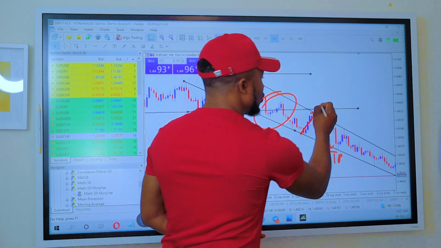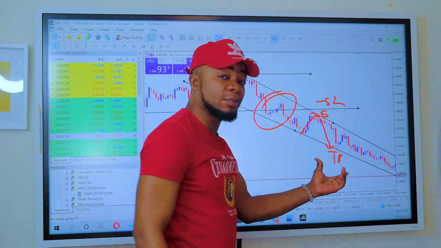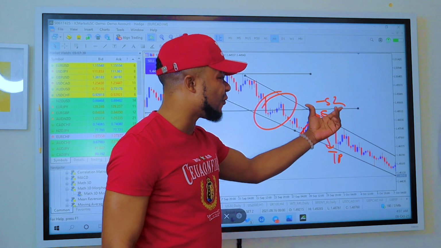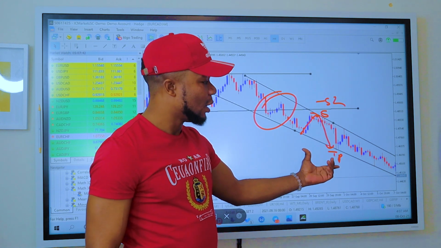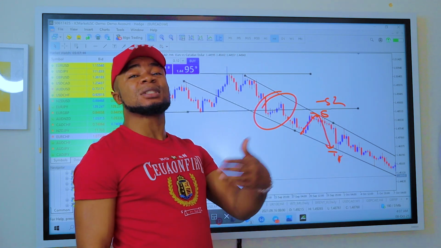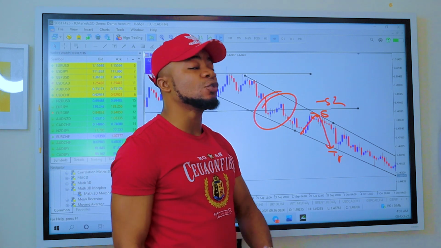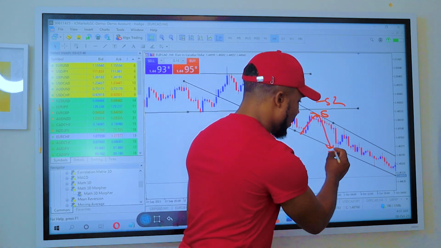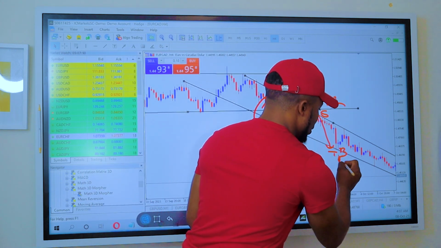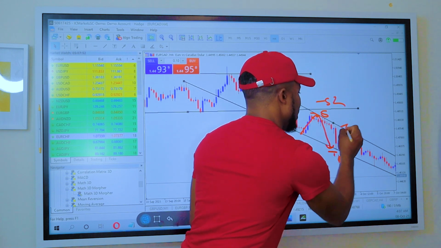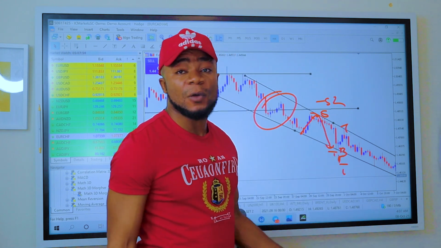But so my stop loss will just be here, and my take profit will be right down here. That's a risk to reward of about 1:3 or 1:4. As opposed to if you are trying to trade against the trend, it means when the market comes here and you buy here, your stop loss will be here and your take profit will just be here. So that is a risk to reward of 1:1.